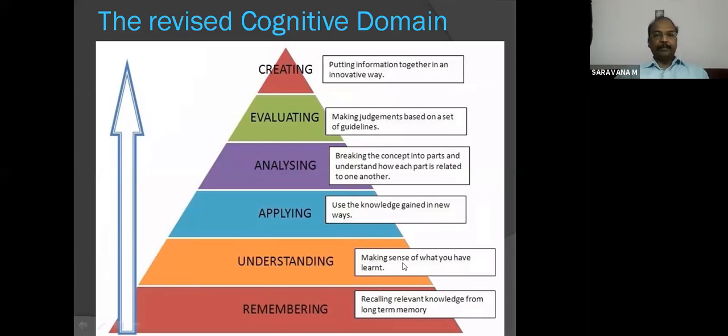Then understanding: making sense of what you have learned. I understand means yes, you understood whatever was taught, whatever you have learned, you can recall. So I understand that you have understood very well. So some assurance will be there. So making sense of what you have learned. And applying is using the knowledge gained in new ways. Whatever knowledge we have gained should be applied properly. So this is the application.